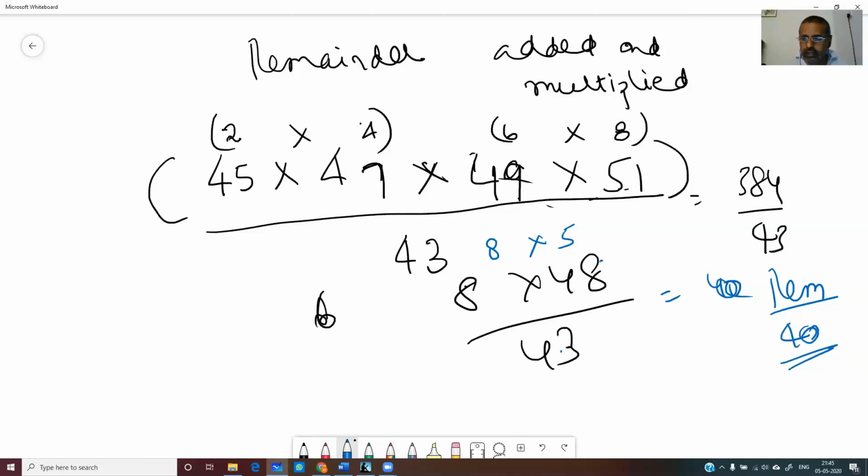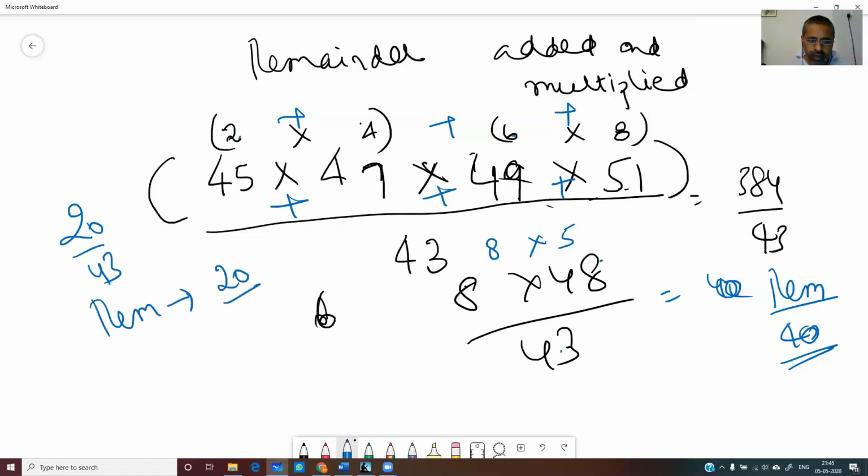If instead of multiplication there is all addition, 2 plus 4 plus 6 plus 8, you have 8 plus 6, 14, 14 plus 4, 18, 18 plus 2, 20. So 20 divided by 43, the remainder is 20. This is important: the individual remainders can be taken and either added or multiplied to find the final remainder.